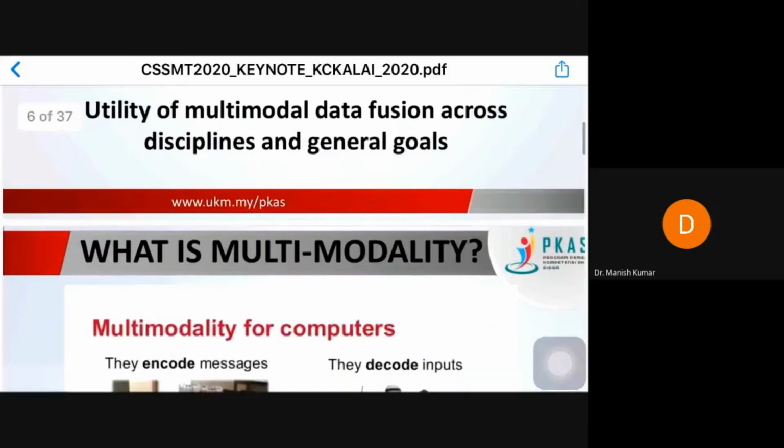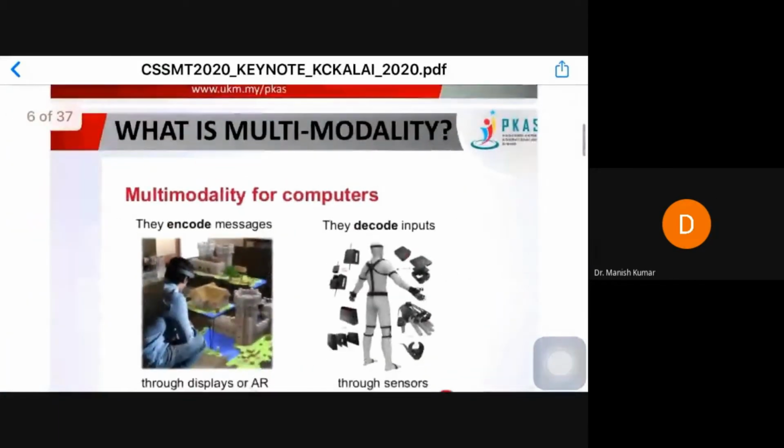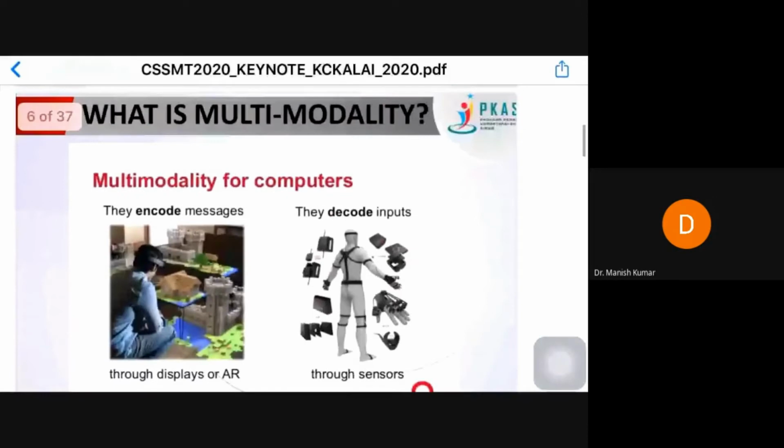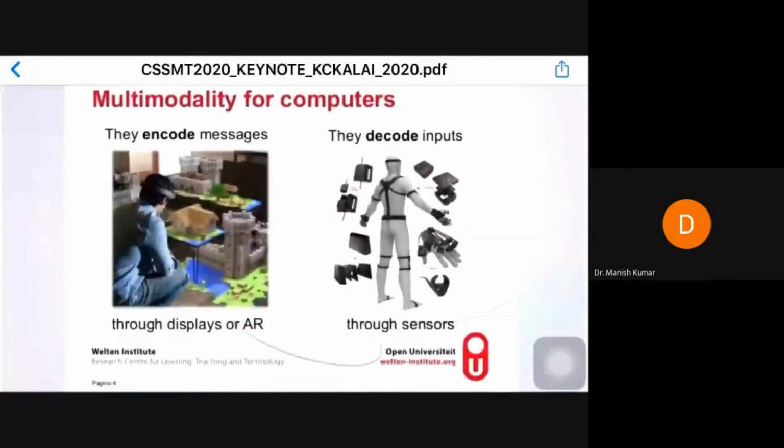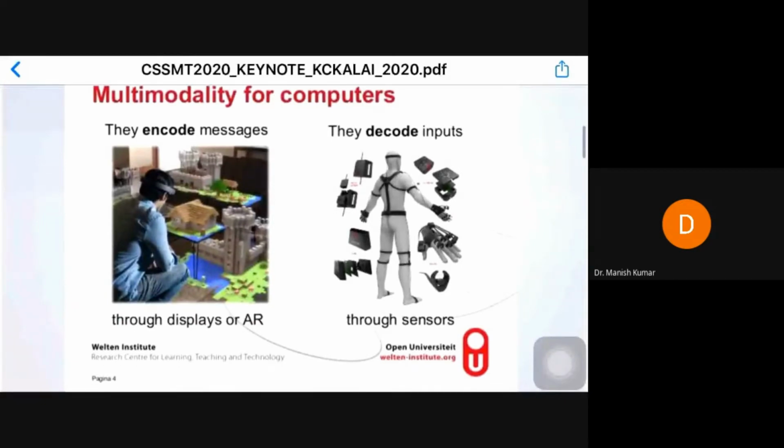All right. Moving on, this is a simple example I would like to quote. They encode messages through displays on AR. How can we use augmented reality to capture the information, or how can we use different sensors to capture the information that we want to use in our decision making?